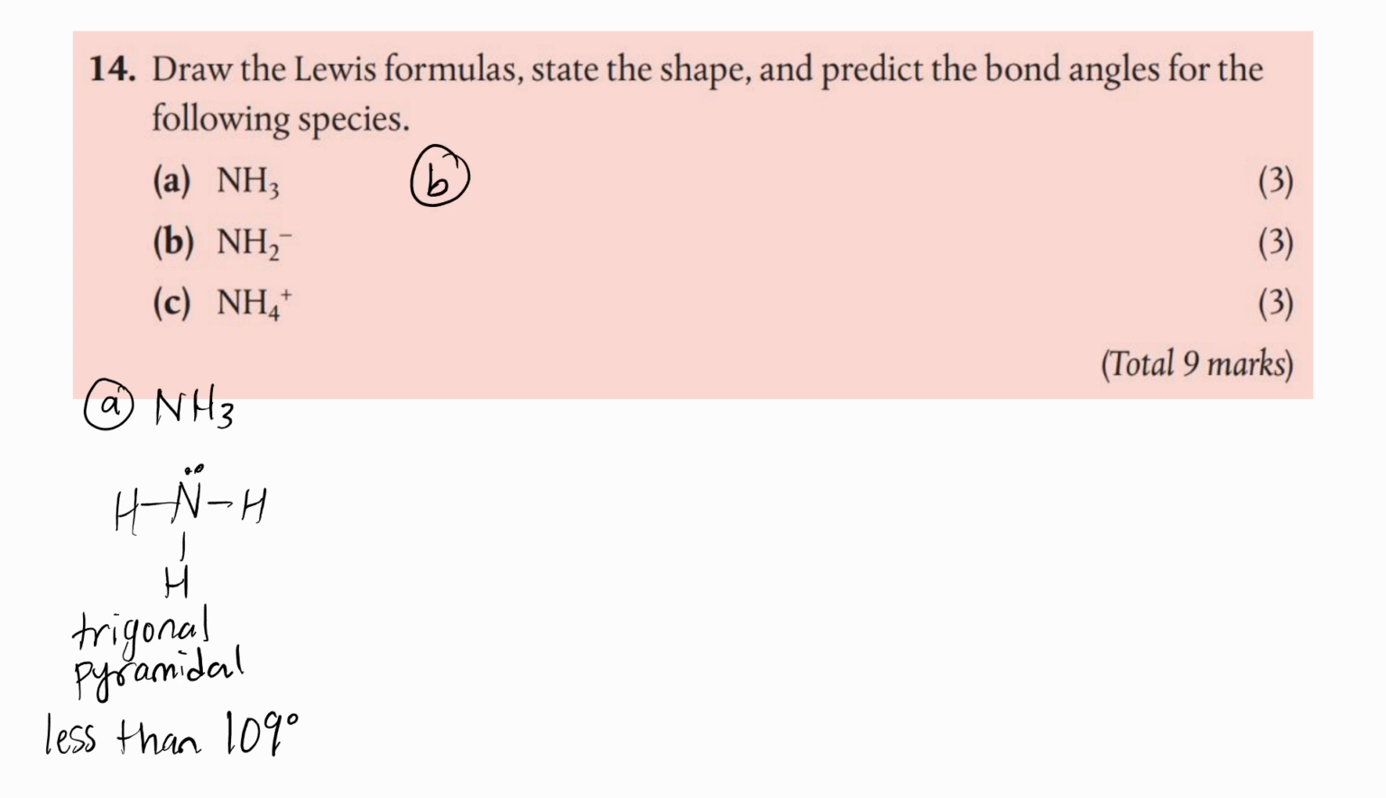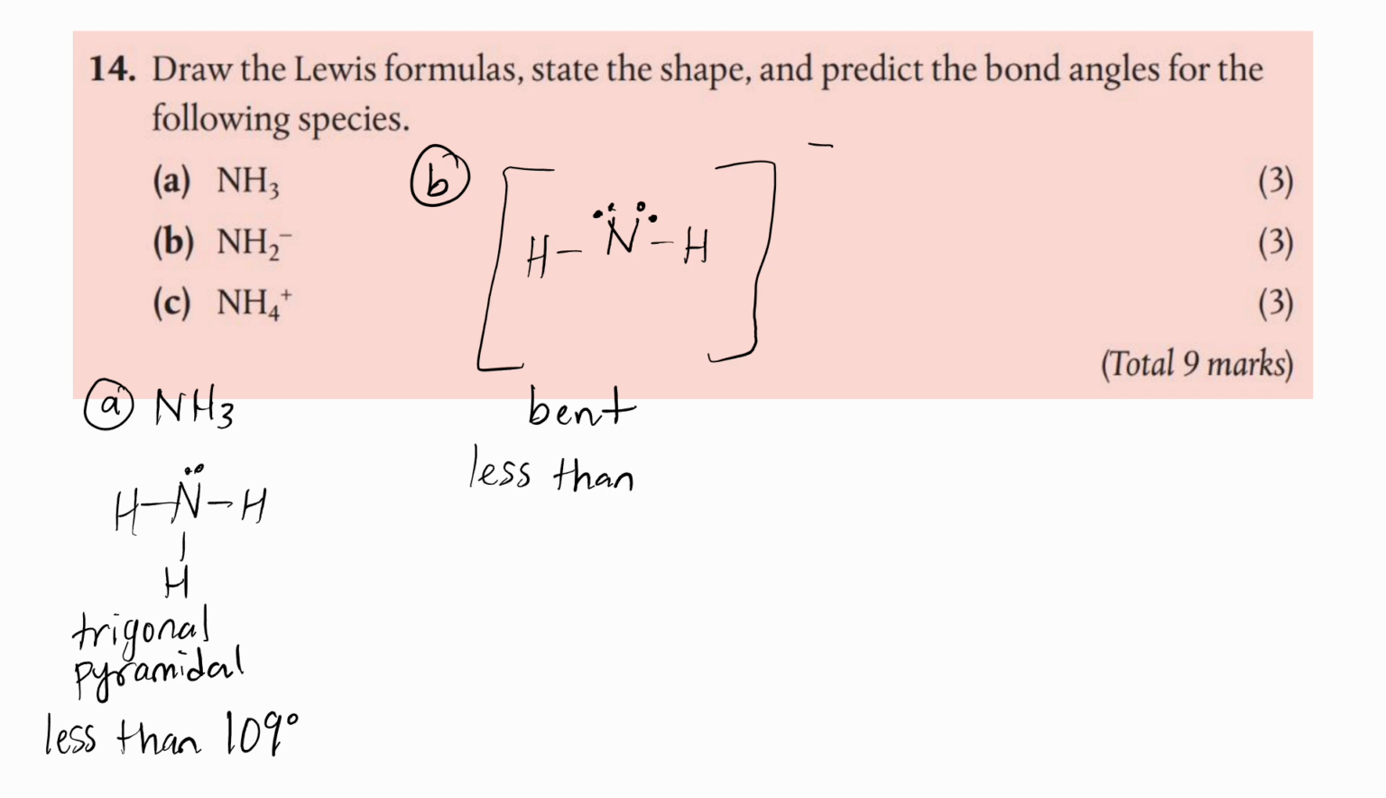Then for B, we know we have an overall charge of negative. This is how IB wants you to write the charge. It does not want you to write the charge next to the actual charged atom. So please do it like this. We know we have nitrogen and we know we have 2 hydrogens. And to keep the octet rule, this nitrogen would have 4 electrons or 2 lone pairs. Now, this is a very similar shape to oxygen, so you should know that this shape is bent. And this would also have a bond angle of less than 109.